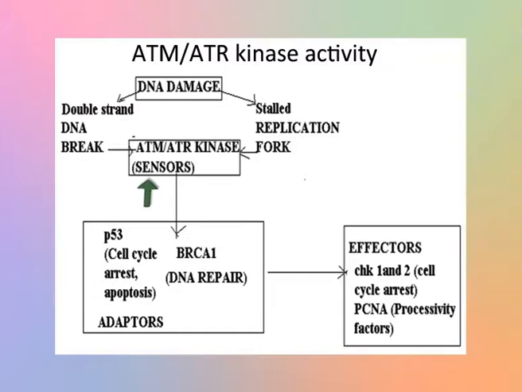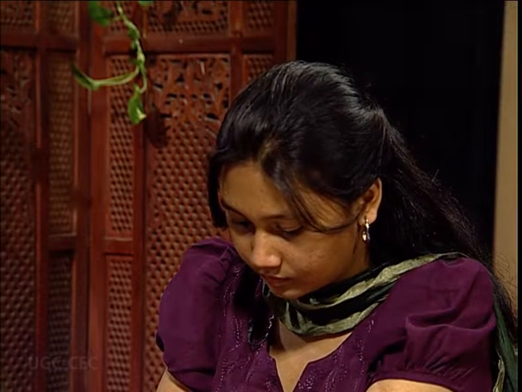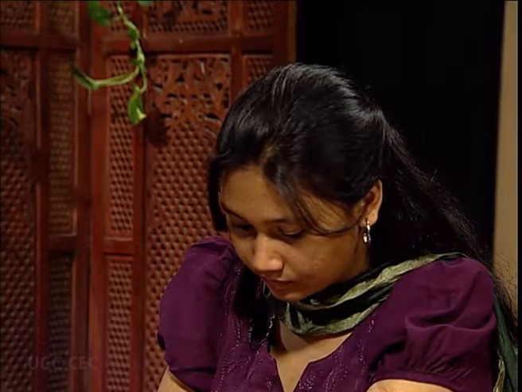Now this ATM and ATR are called the sensors. They ultimately give the effector molecule. The effector molecule will be activated first via adapter molecules like BRCA1 and P53, which will give rise to effector molecules like CHK1 kinase and CHK2 kinase. They help to propagate the PCNA, processivity factor, for polymerase switching. In this way, translesion synthesis as well as recombination repair happen with respect to the double-stranded DNA break.